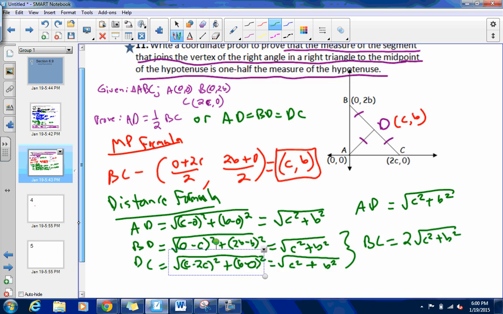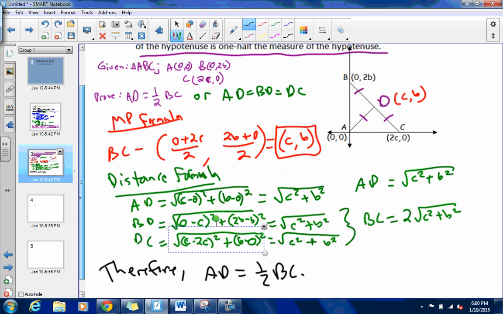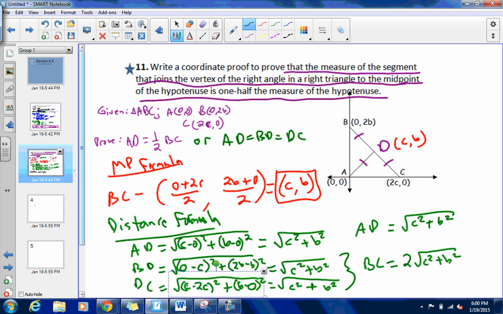So, therefore, we can say that AD truly is equal to 1/2 of BC, or that what we wanted to say is that the segment that joins the vertex of the right angle in a right triangle to the midpoint of the hypotenuse is 1/2 the measure of the hypotenuse. And that would be how you go about proving it.